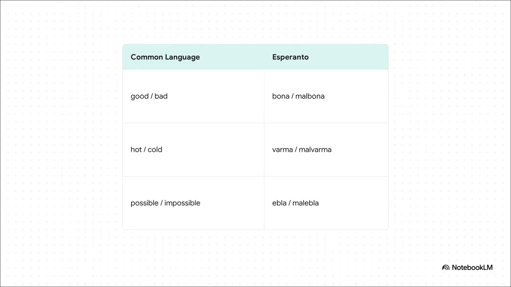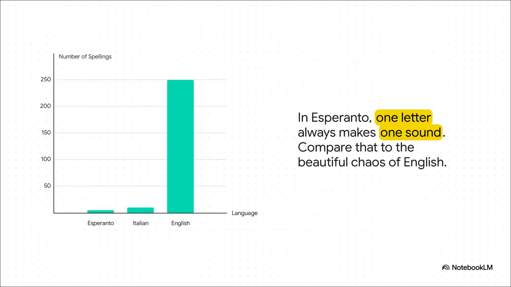And this slide illustrates its core idea perfectly. Instead of memorizing thousands of totally unrelated words, you just learn a root word and then a set of logical pieces, kind of like Lego bricks. So for example, the prefix mal just means the opposite. That's it. So if you learn that bona means good, you instantly know that malbona means bad. It's an incredibly simple and powerful system, and here's the kicker. There are no exceptions.